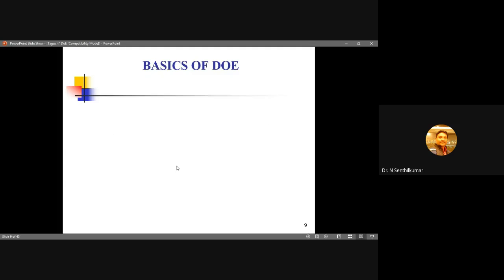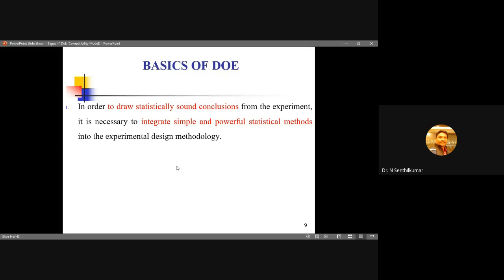Then you move on to the basics of DOE. We are going to include some statistical principles into Taguchi's DOE. That is the first step that we have seen. For what purpose are we going to incorporate the statistical tool in this? Then only we can identify the most influential parameters. How much it is going to influence, that we are going to quantify. So which factor is going to influence more and how much it is going to influence.